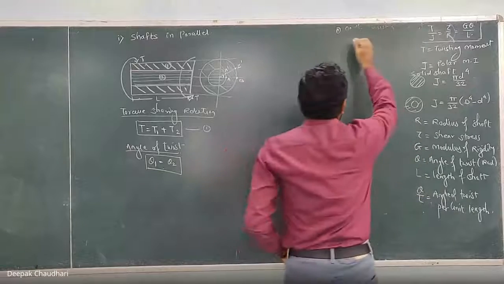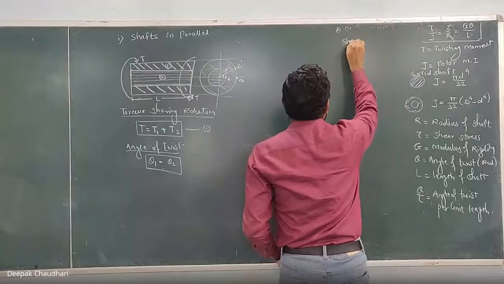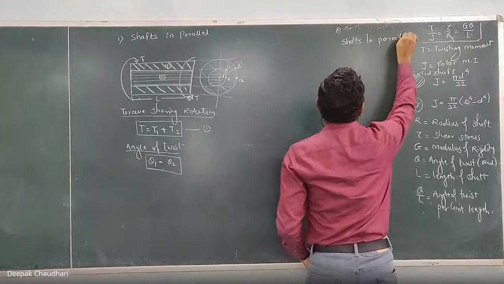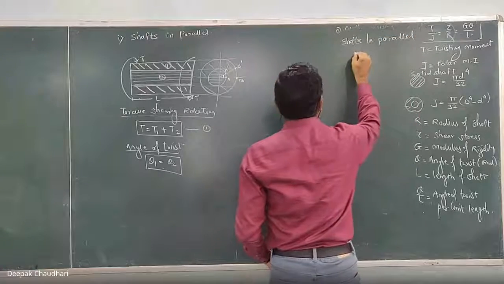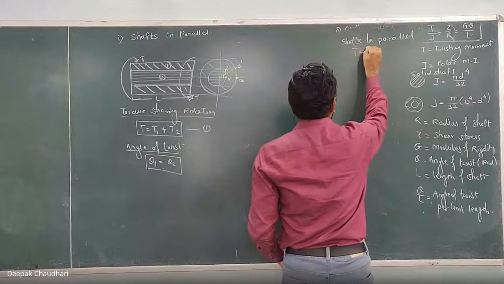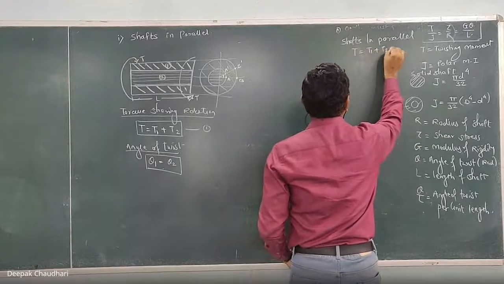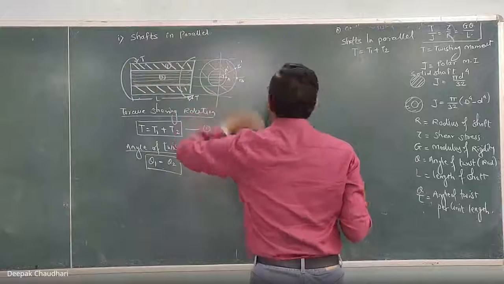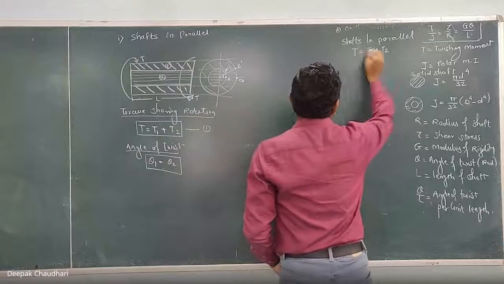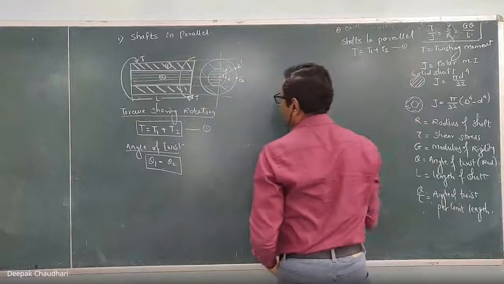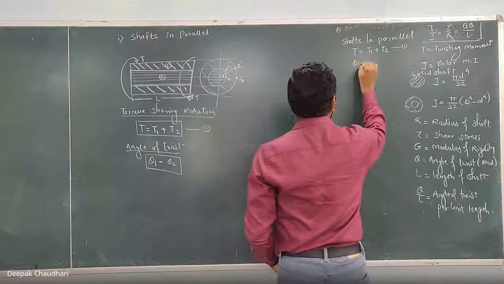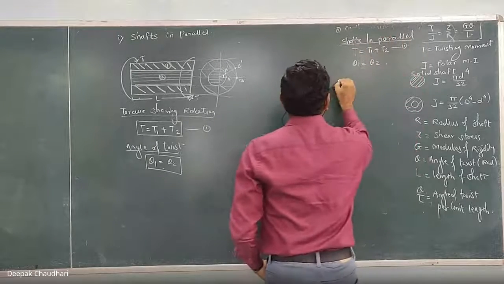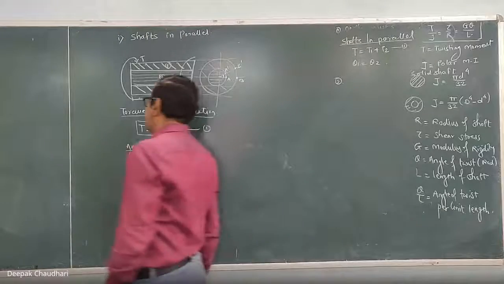So when the shafts are connected in parallel, clear, then the torque is shared. It is T1 plus T2. T1 is the torque shared by shaft 1, and T2 is the torque shared by shaft 2. This is the first relation. And the relation of their angle of twist is theta1 equal to theta2 when the shafts are connected in parallel.